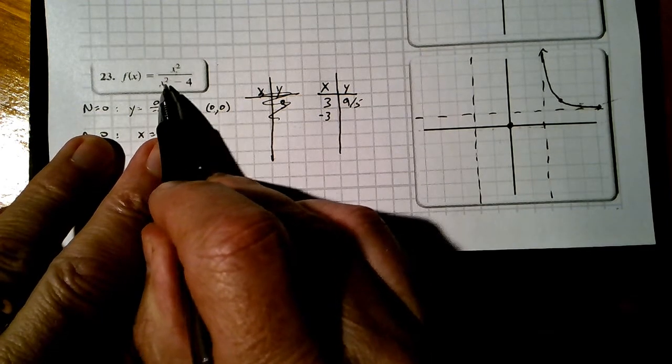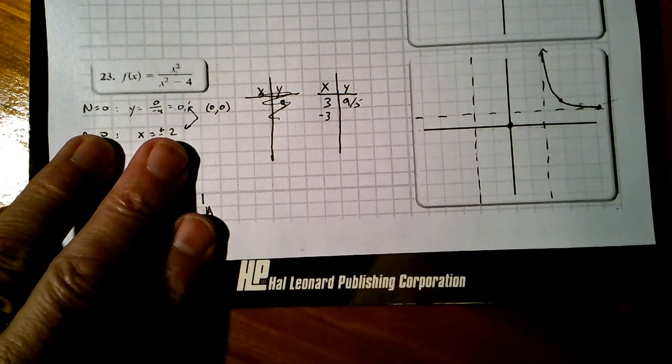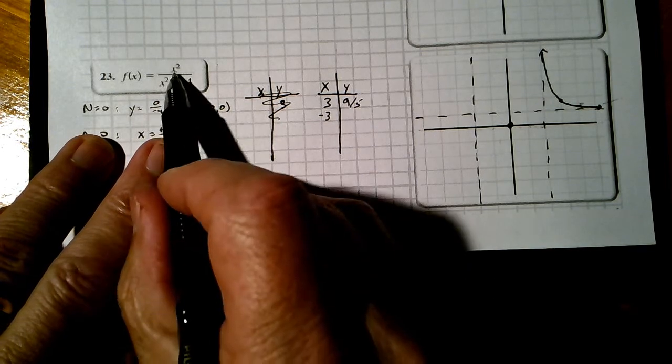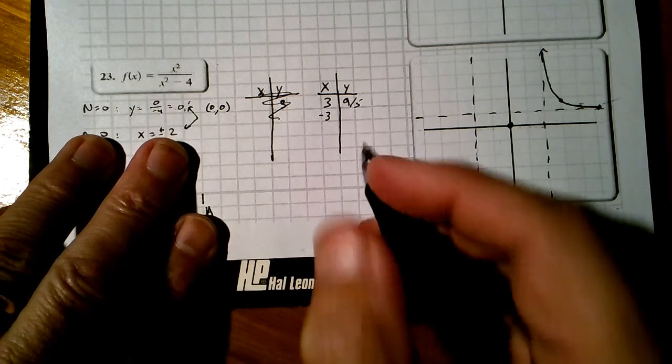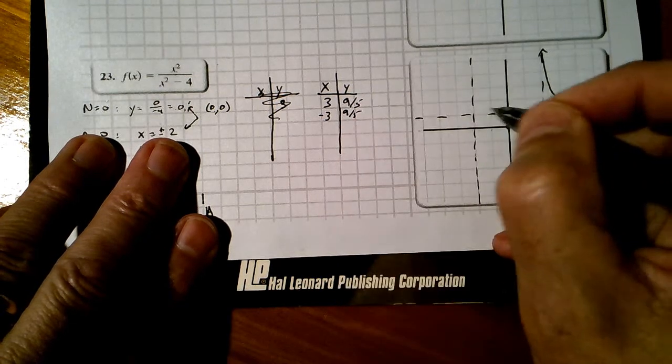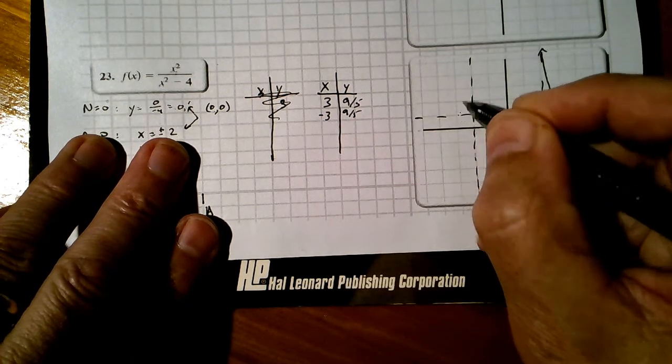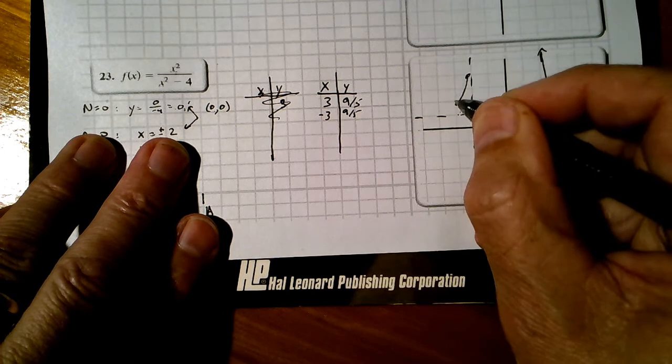Same as putting in 3, and that's a discussion we had earlier in this chapter. This is an even function. It looks the same to the left as it does to the right, so -3 gives me 9/5. This graph looks like this.